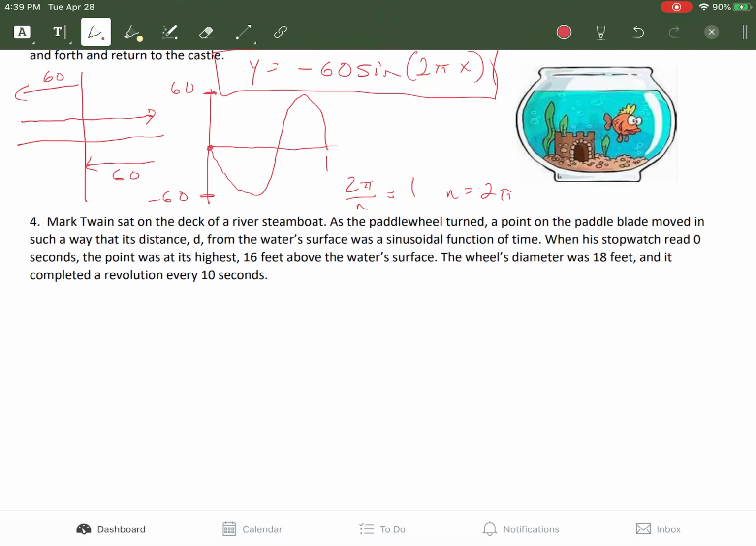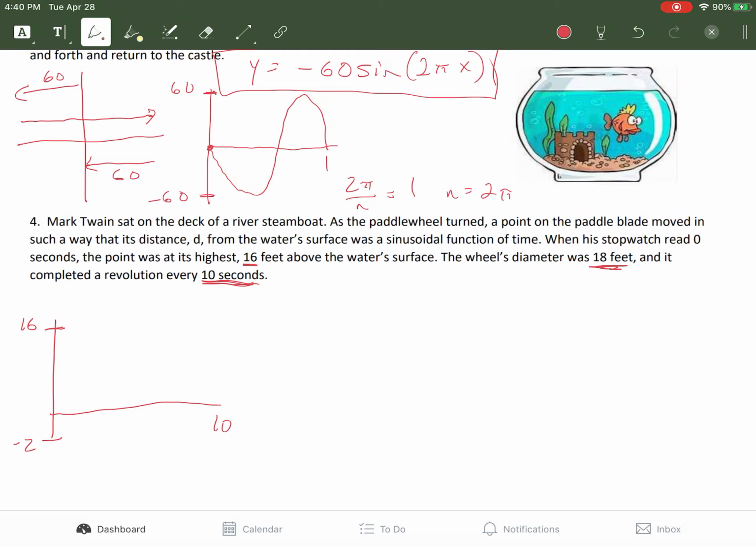So, let's draw this out. As we go along, we can start filling in some important information. One thing we can tell is the revolution was 10 seconds, so our period's going to be 10. The highest point above the water surface was 16 feet. It doesn't tell us what the lowest point is, but it gives us a clue. If it's 16 feet above, but the wheel diameter was 18 feet, that means there's 2 feet below the surface of the water.